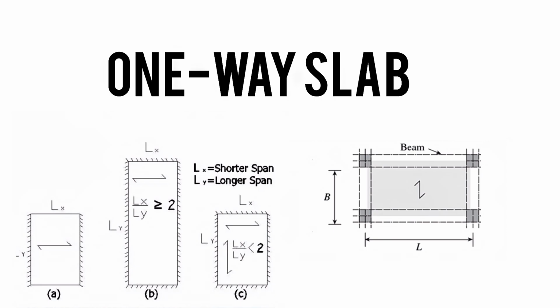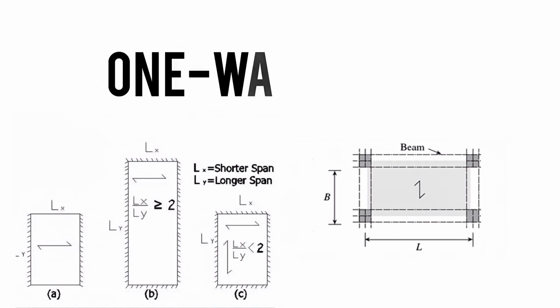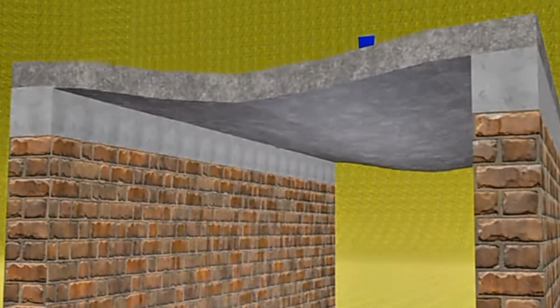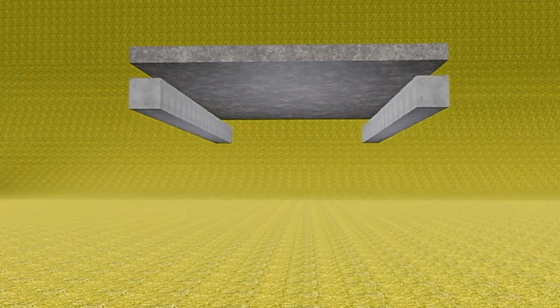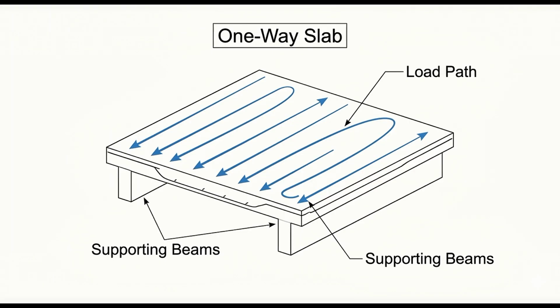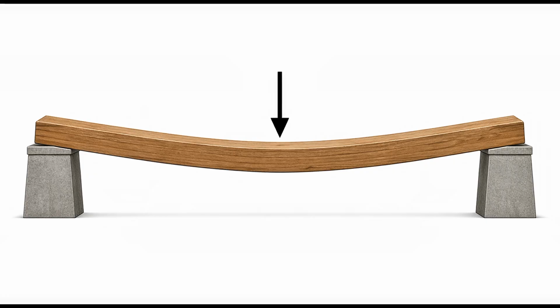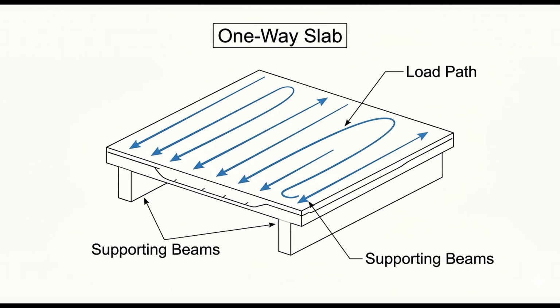All right, let's start with the basics. What makes a slab one way? It's all about how the load, that's the weight of everything on top, gets transferred to the supporting beams or walls. For a one-way slab, the load is carried predominantly along its shorter span. Think of it like a plank of wood supported at both ends. If you stand in the middle, it bends along its length, right? The same principle applies here.